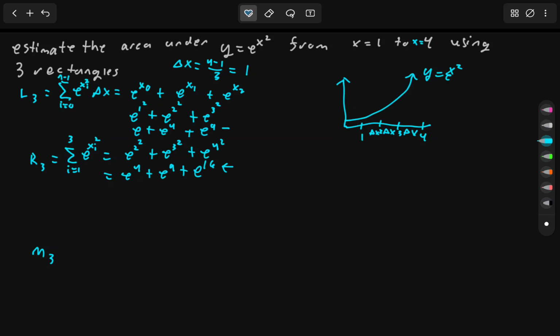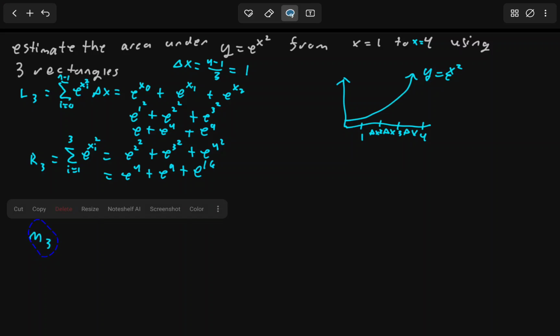This is without a doubt greater than this other function, the left-hand sum. The right-hand sum is greater than the left-hand sum, which is interesting to note. Well, now we're working with midpoints.